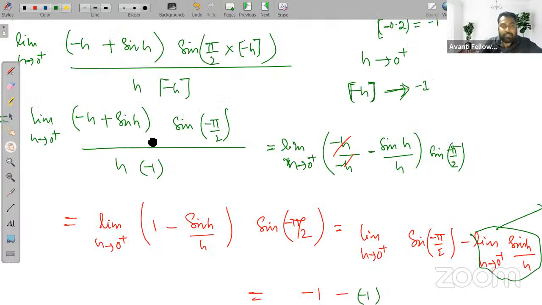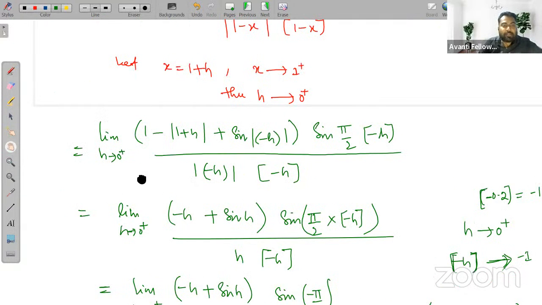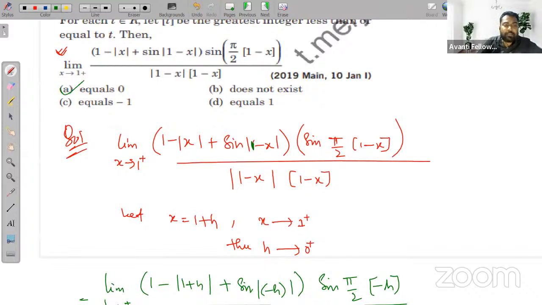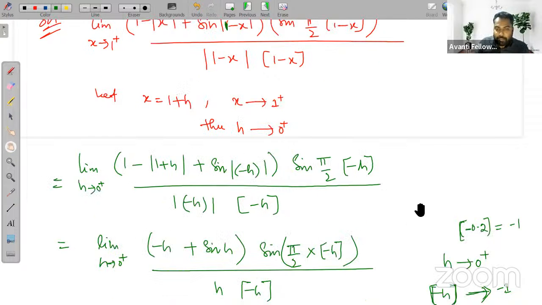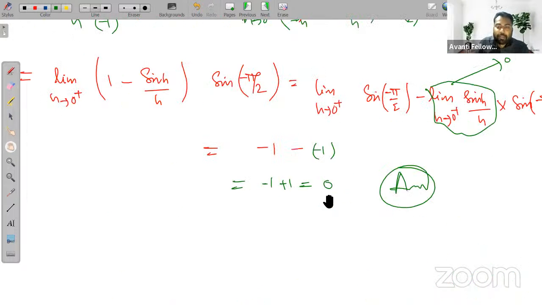Let's see the answer. What is the answer here? 0. The limit is 0. The limit gives you the answer 0. So what we did in this question, we have used the concept of the greatest integer function and also the modulus function. By doing this, what did we get?